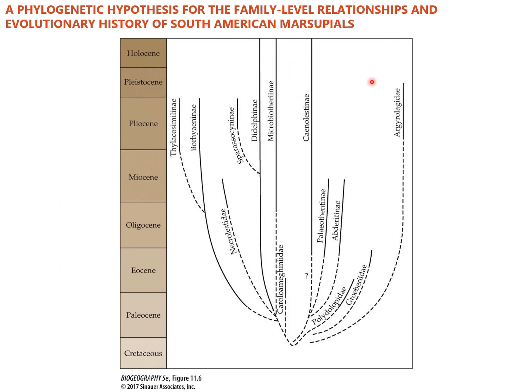And basically, I think what's going on here is the solid line represents the known timeline, and the dashed line represents the hypothesized or predicted timeline for how long these groups were around. And there was at one point a bunch of them around, and going up now, there's only 3 of these families of South American marsupials that are still around.